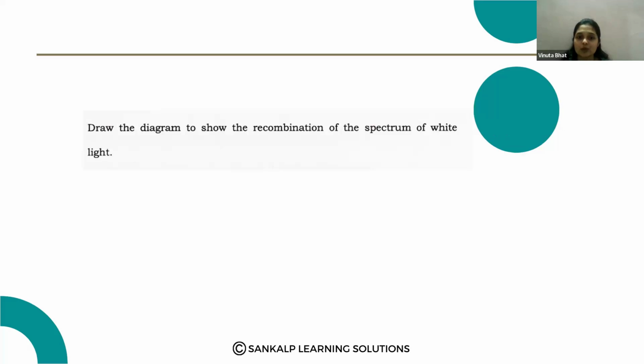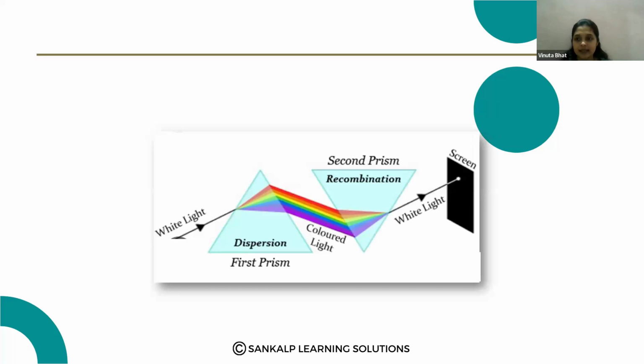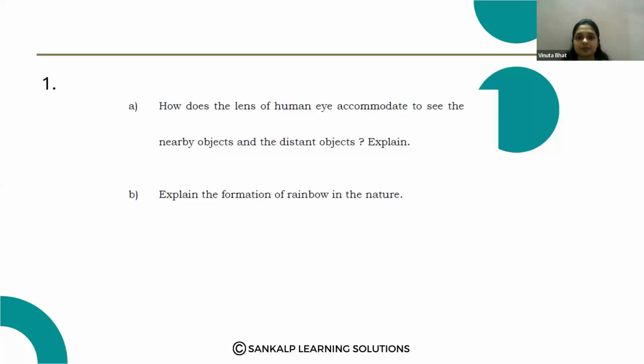Yes, draw the diagram to show the recombination of the spectrum of white light. This is the diagram. Next question. This is the 4-mark question. How does the human eye accommodate to see nearby objects and distant objects? Explain. Explain the formation of rainbow in nature. These two questions were separately asked as 2-mark and 3-mark questions, right? Already we have discussed this. Please note down the answer.